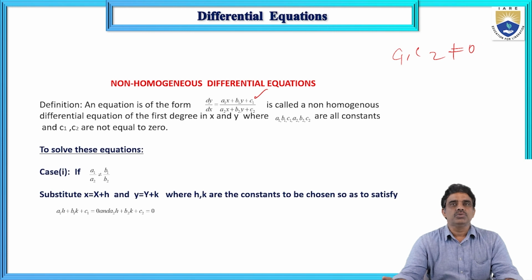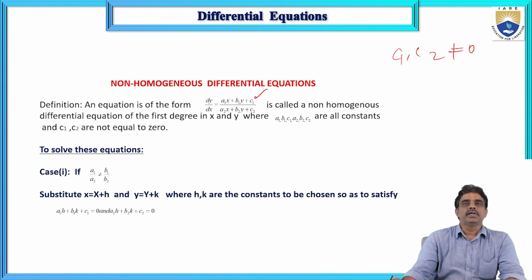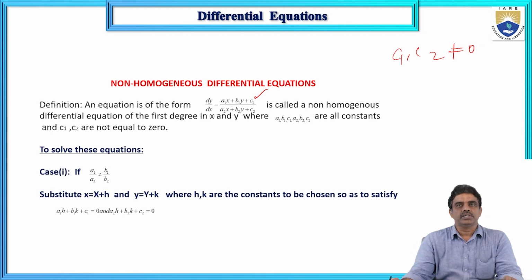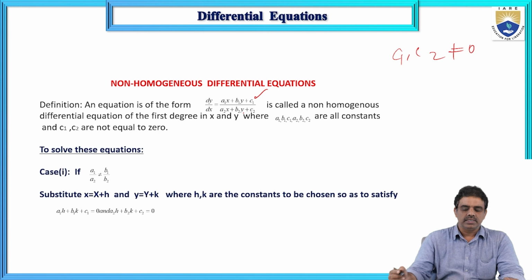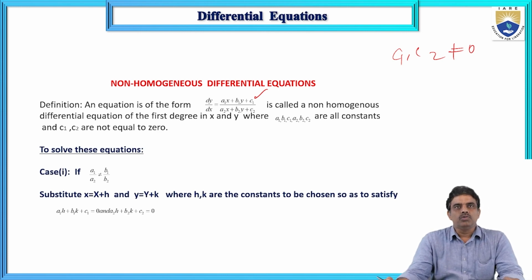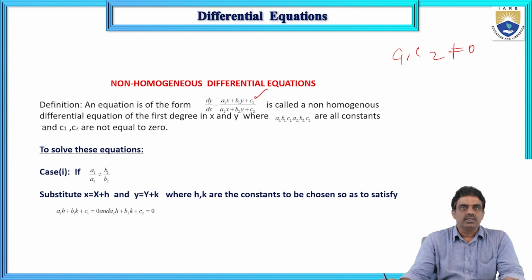If c1, c2 are 0, then what does it mean? It becomes a homogeneous differential equation, and then we can solve that by using the previous method. So if c1, c2 are some constants, not 0, then the equation is said to be a non-homogeneous differential equation. So how to solve this equation?